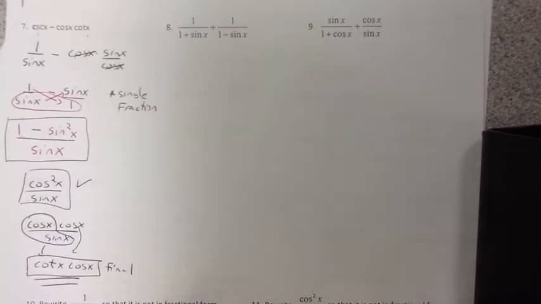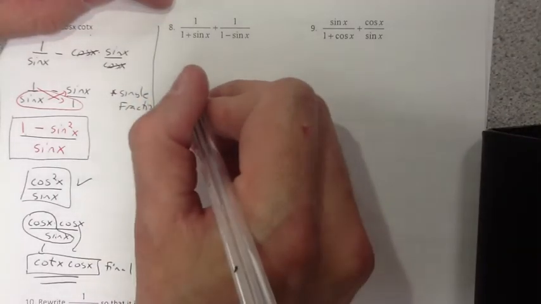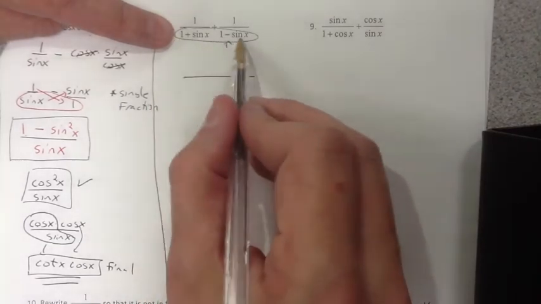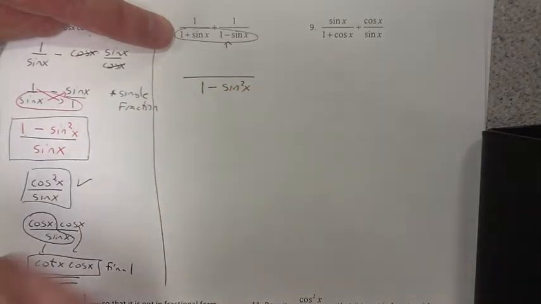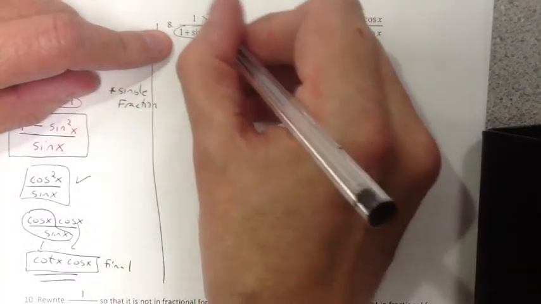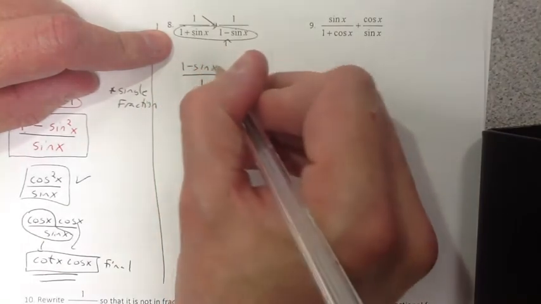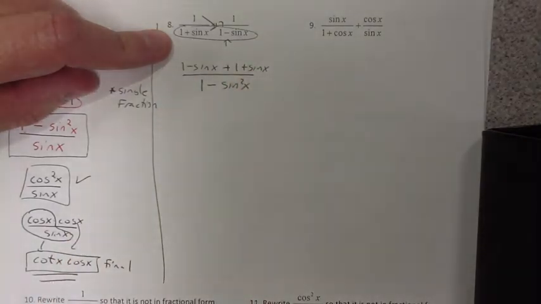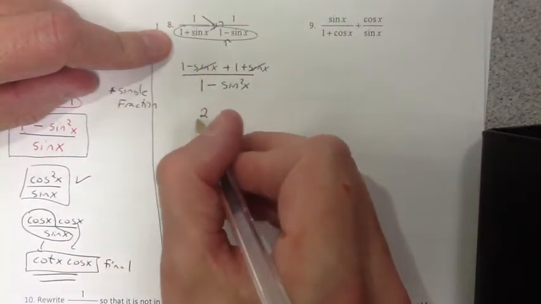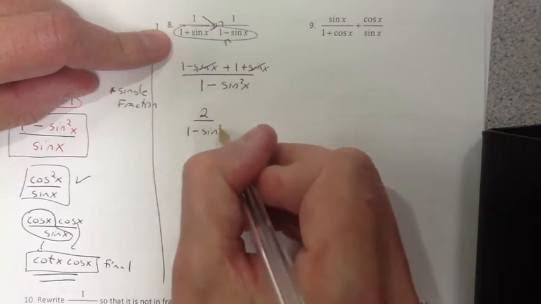Number 8, kind of like number 7, a little easier though. We are going to have to write a single fraction. So we're going to do a common denominator. So to do that, we are going to multiply them together. And if you recognize this, that's right, difference of squares, a plus b, a minus b. So this just becomes 1 minus sine squared of x. The numerator, cross multiply, I get 1 minus the sine of x plus 1 plus the sine of x. Sines cancel, we get 2 over 1 minus the sine squared of x.